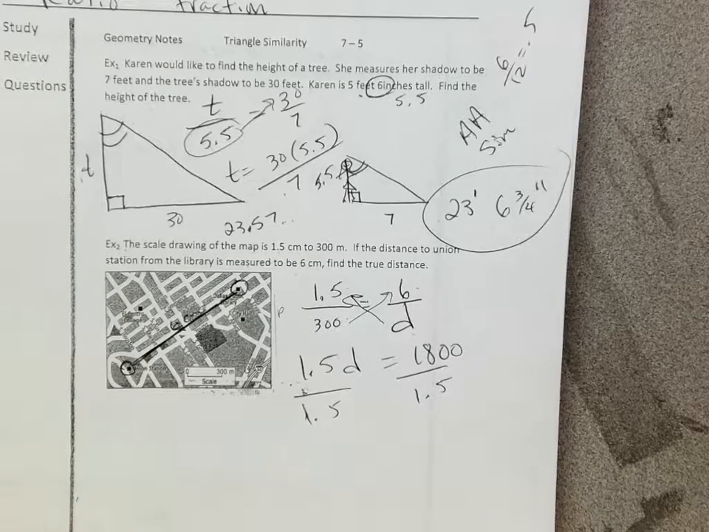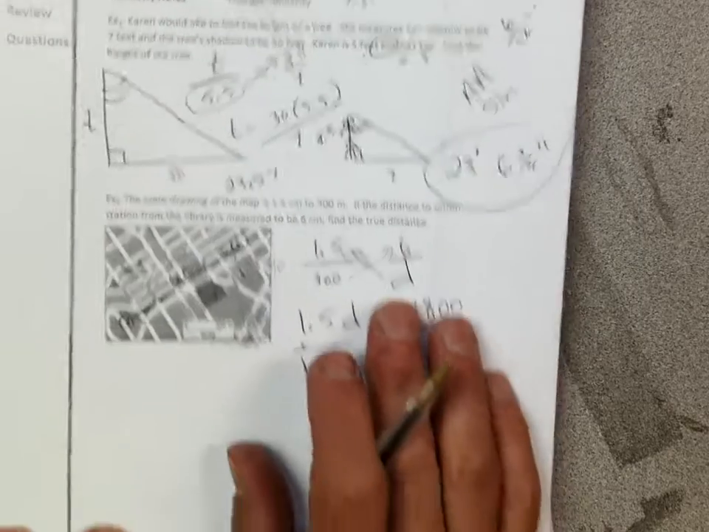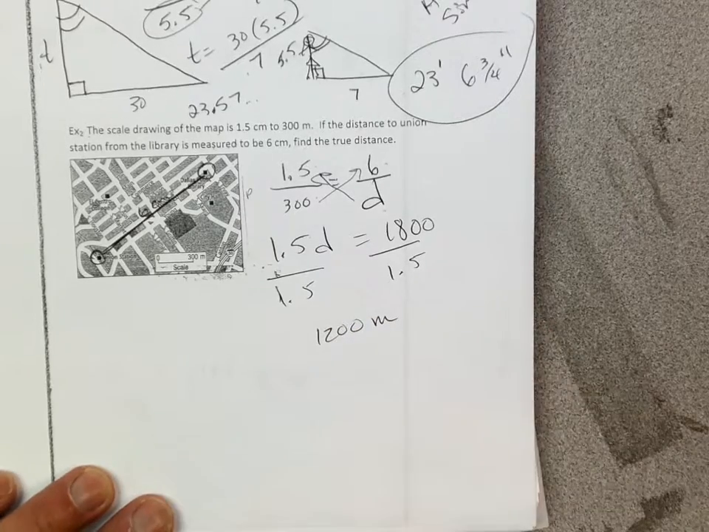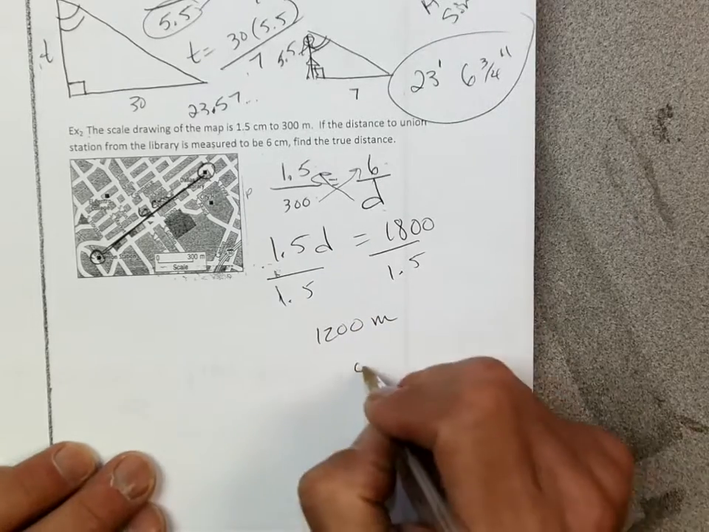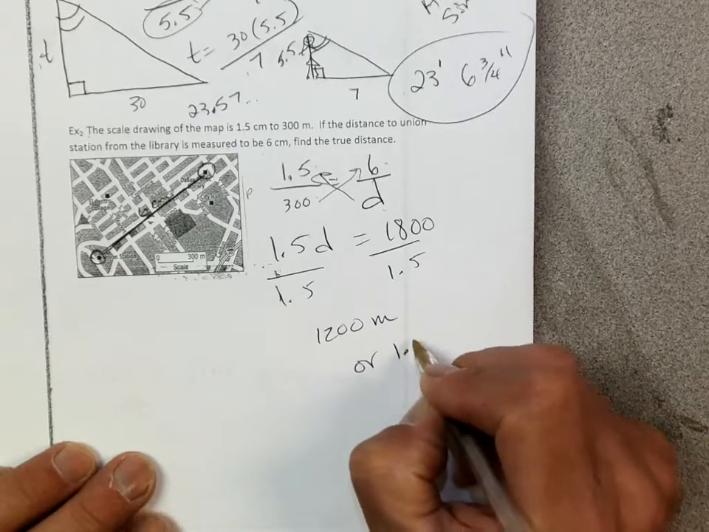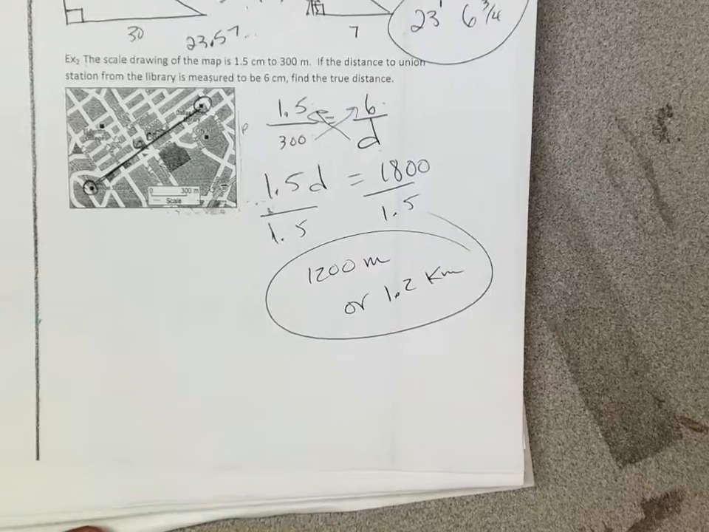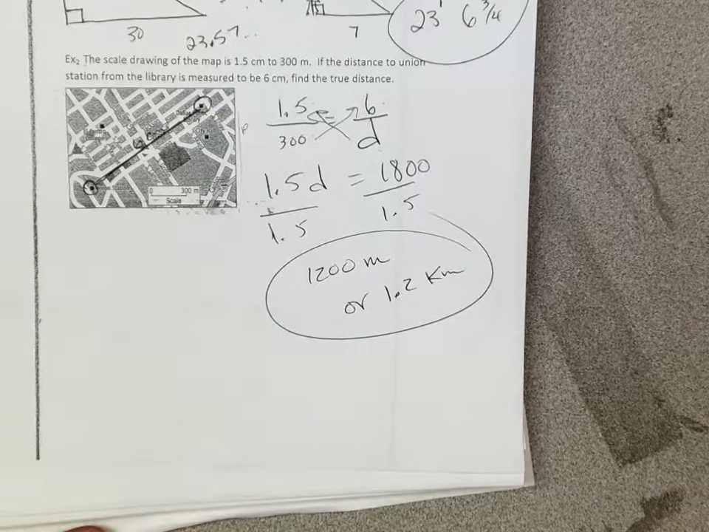1800 divided by 1.5, and I get an answer of about 1200 meters, which is the same as 1.2 kilometers, about half a mile. Easy? Thumbs up? Okay, good.